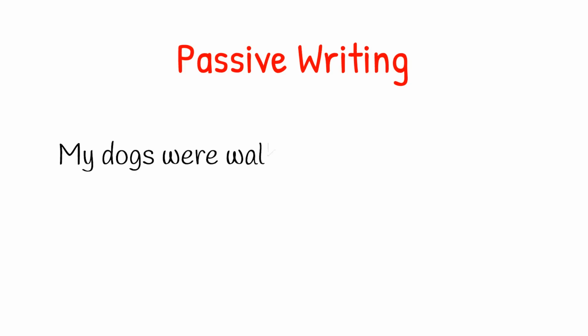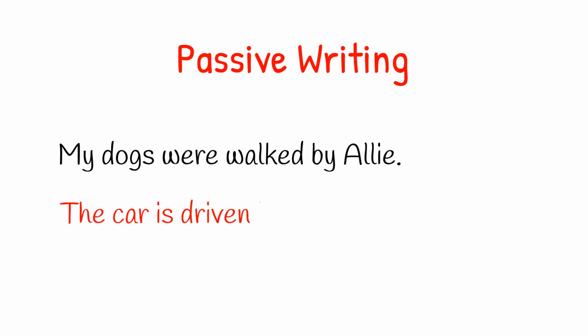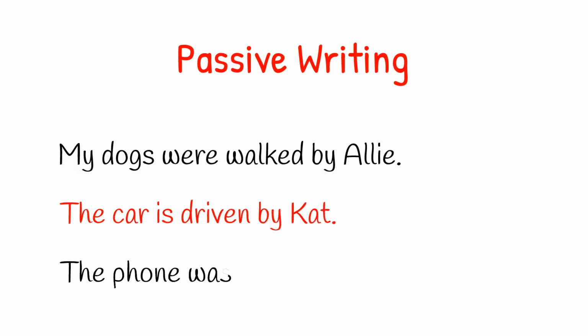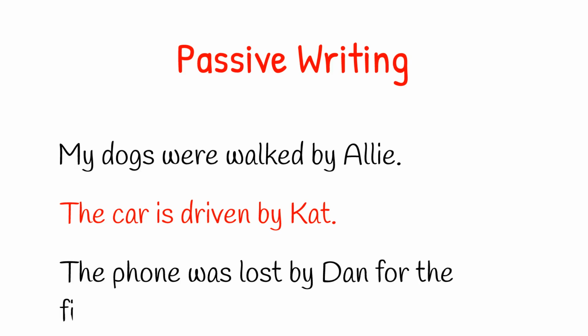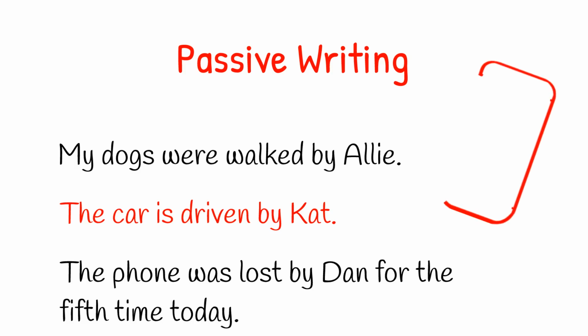Now let's look at examples of passive writing. Again, passive writing is when the verb acts on the subject rather than the subject using the verb to act on the object. So if we take our examples from before and make them passive, then they would sound like this. "My dogs were walked by Ali." "The car is driven by Kat." "The phone was lost by Dan for the fifth time today."